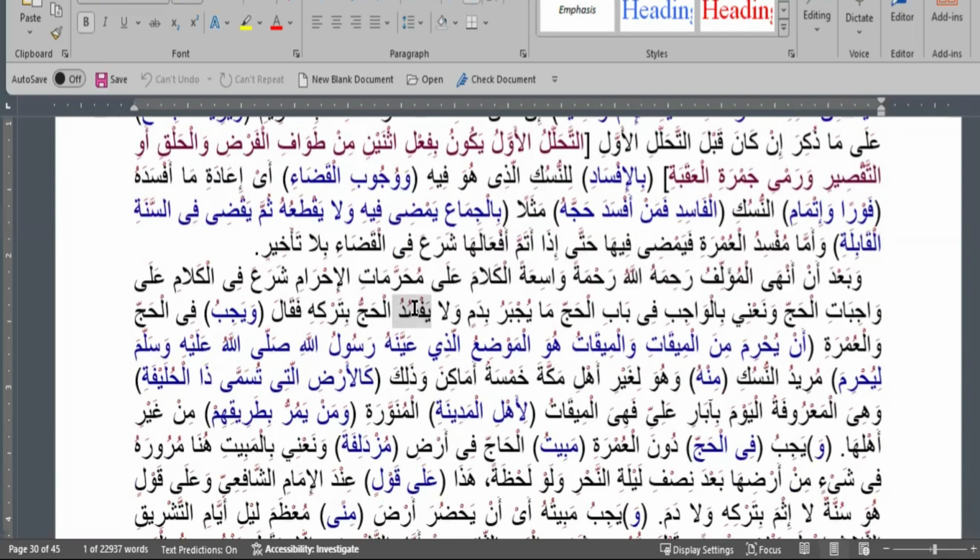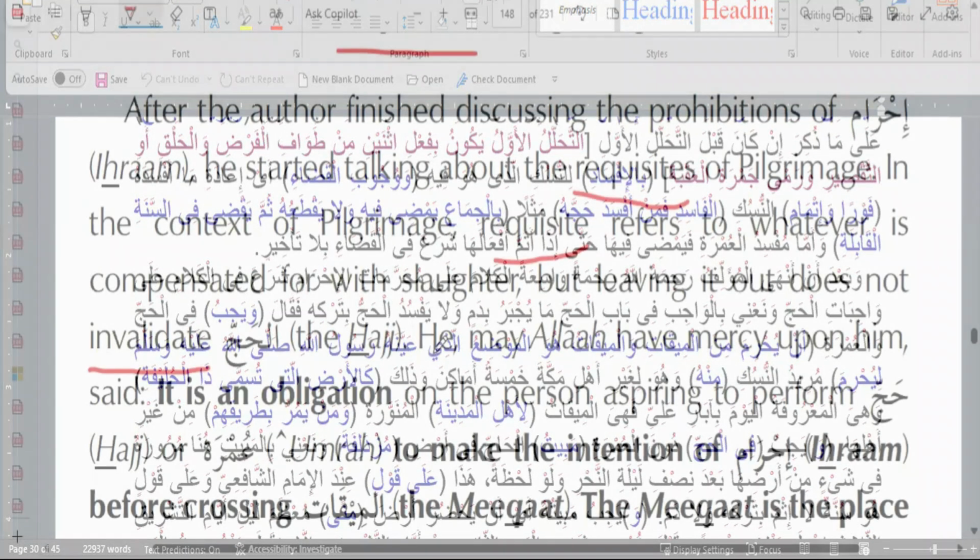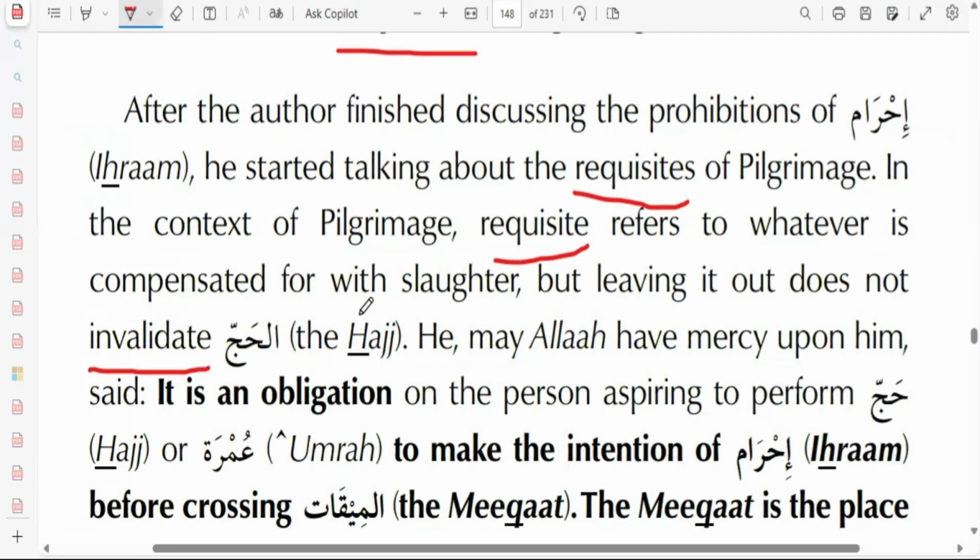So differentiating between those two words in English is important. Fasad in Hajj is ruining or spoiling or corrupting the Hajj, which means you have to complete it and then make it up. As opposed to invalidating the Hajj, which means you stop dead in your tracks, you don't complete it and then make it up. You just stop dead in your tracks, and you wouldn't have invalidated it unless you committed apostasy, which would mean you have to re-embrace Islam immediately, and then you're going to have to make it up after that, but not complete it.